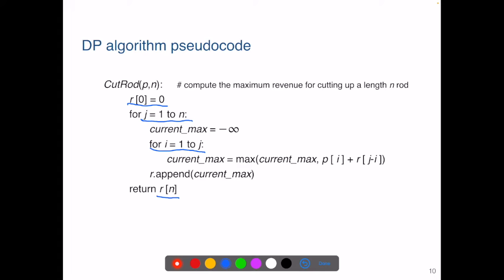Now, what's the complexity of this algorithm? This should be straightforward now. There is a nested for loop, and both the outer and inner loops iterate at most n times. Therefore, the complexity of this DP algorithm is big O of n squared. Comparing with the exponential recursive algorithm, this DP algorithm has a significant improvement.